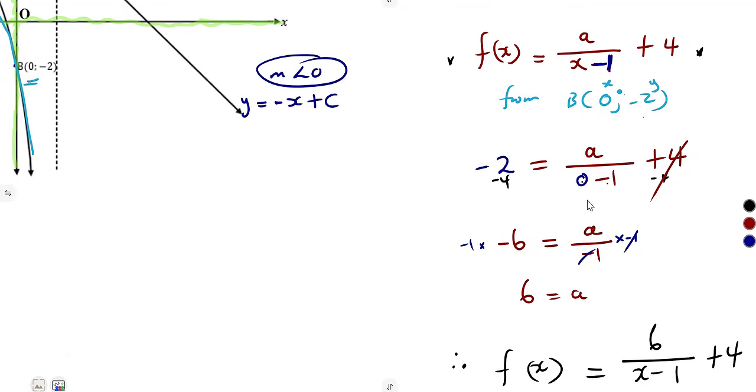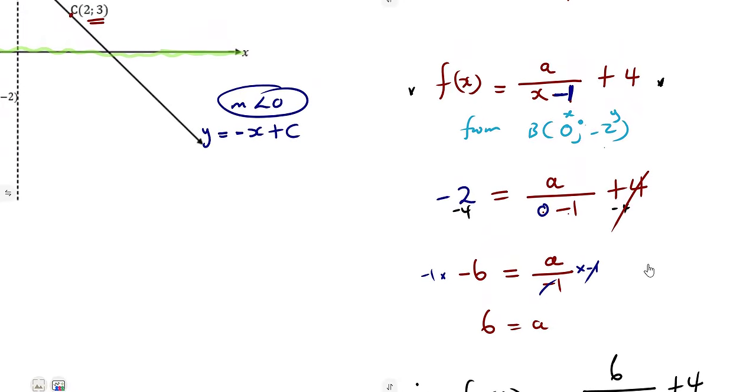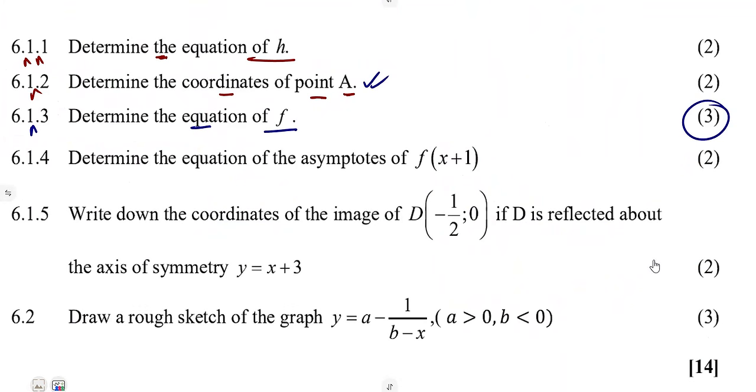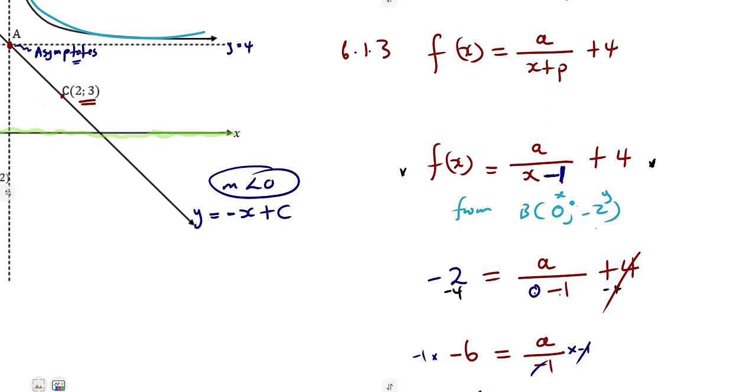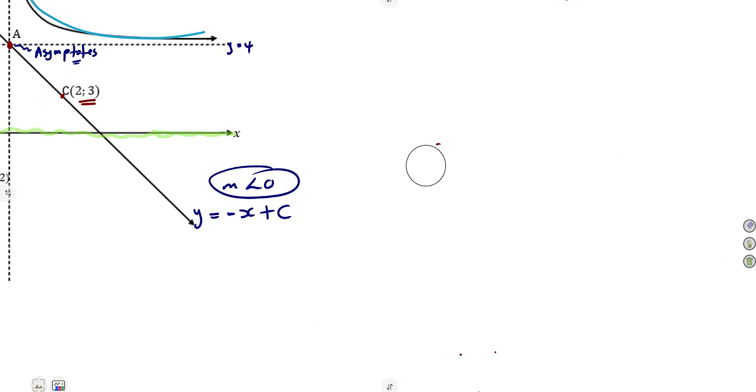All right. So just make sure, guys, you work out as many questions as you can, so that you can have the idea of how they ask these questions. Then 6.14, determine the equation of the asymptotes of f of x plus 1. Remember, f of x plus 1 is a transformation from the original function that we have as our f of x. It's a transformation on its own.